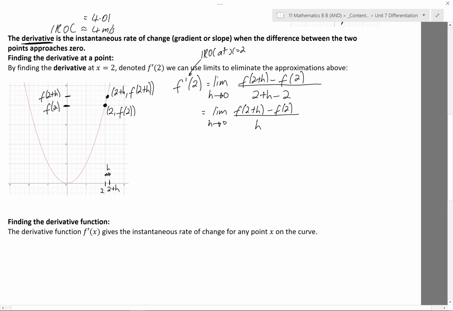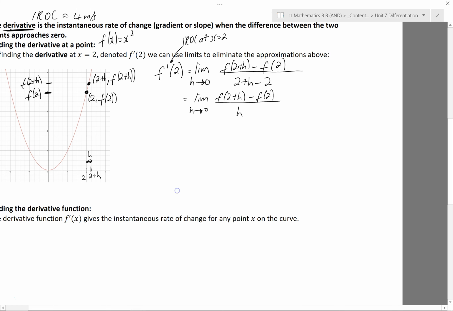So what I want to do is substitute 2 plus h and 2 into my function. Now remember my function is x squared, and I'm trying to find the instantaneous rate of change at 2. So just off to the side, I'll find what f of 2 is and what f of 2 plus h is, to be able to put them into that equation. So f of 2 would just be 2 squared, which is 4. F of 2 plus h will be 2 plus h, squared. Remember, if my function is x squared, whatever I put in here, I'm going to need to square.